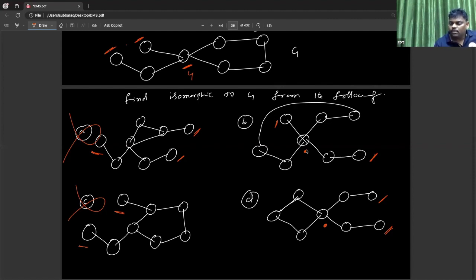Let's check further. In the given graph, is a 5-length cycle possible? Here, possible? 1, 2, 3, 4, 5. A 5-length cycle is possible, but here only a 4-length cycle. So this is not it.